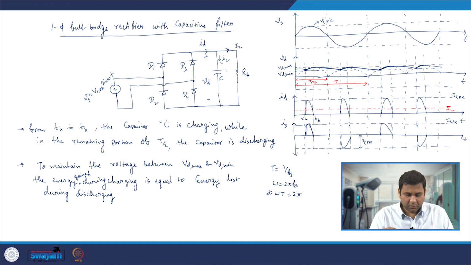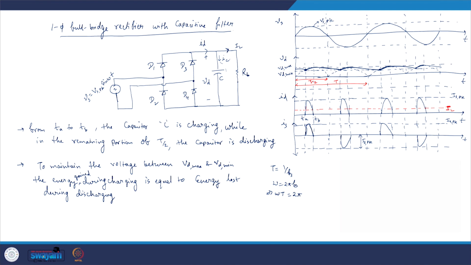When it is going down, you are discharging the capacitor. So if the amount of energy gained during charging is equal to the energy lost during discharging, then we can make sure the capacitor voltage is maintained between VD max and VD min. So, let us see how a capacitor can be sized to maintain the voltage between VD max and VD min.